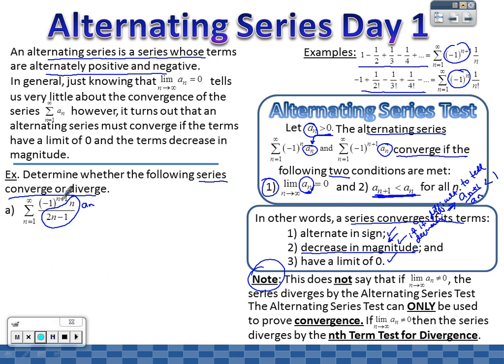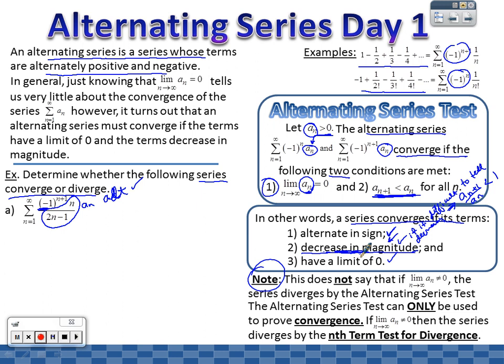All right, is this alternating? So we're going to check the alternating. Our first criteria is, does it alternate in sign? And yes, this part right here causes it to alternate in sign. Does it decrease in magnitude? Well, let's look at it. Let's see if we can tell by looking.